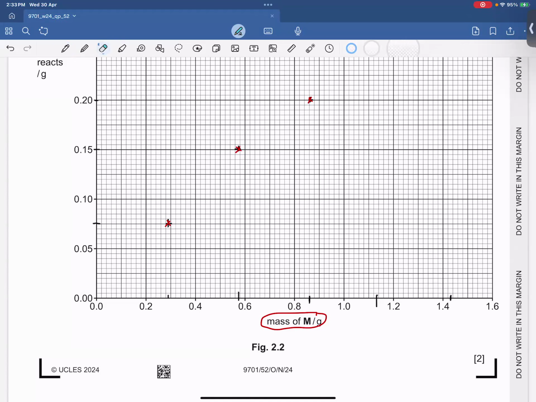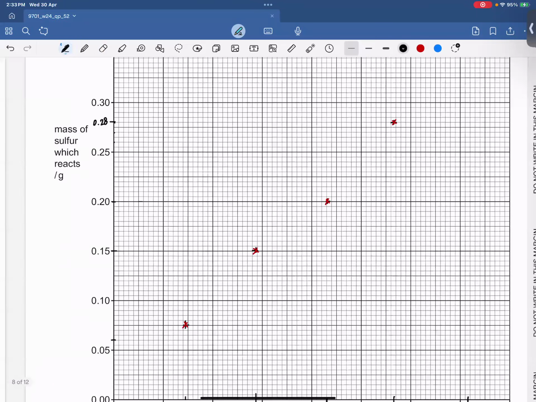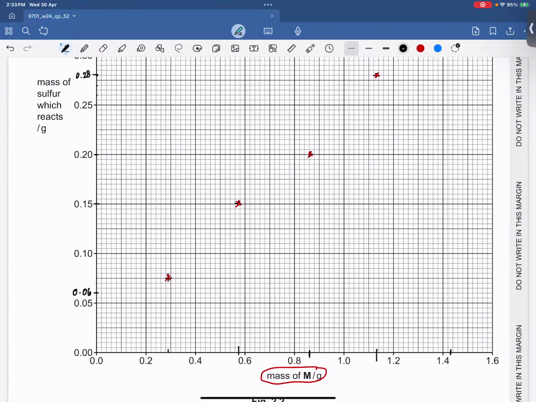Oh no, ये नहीं है. ये होगा 0.06. 0.06 ये होगा यार. This is 0.06, 0.07, 0.08, 0.09, this is 0.1. So it has to be here. Hold on. It has to be here.